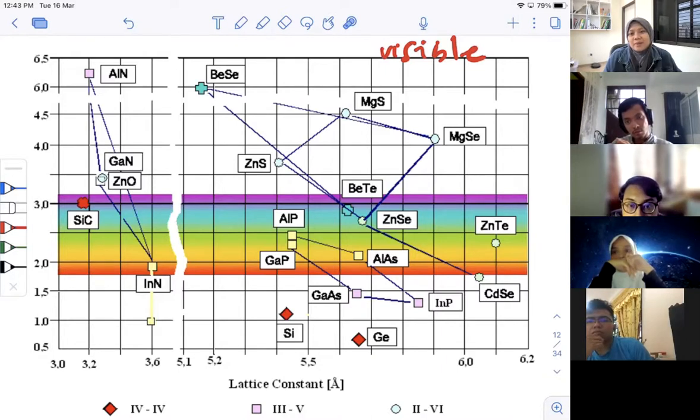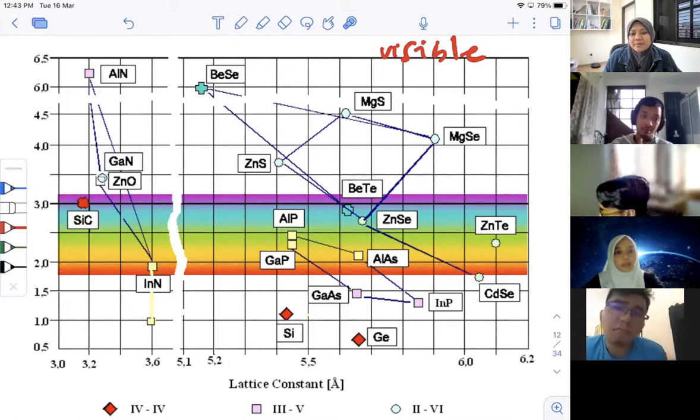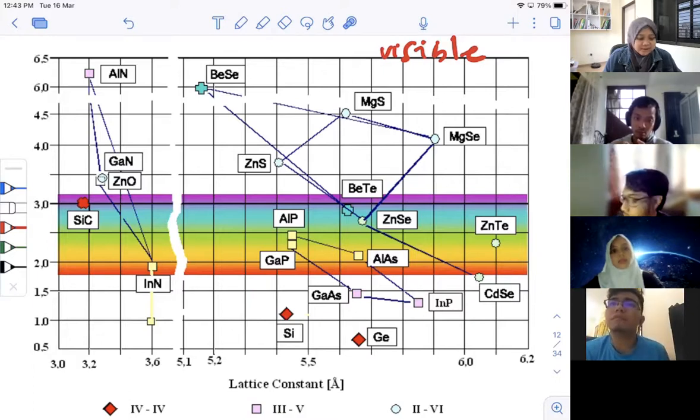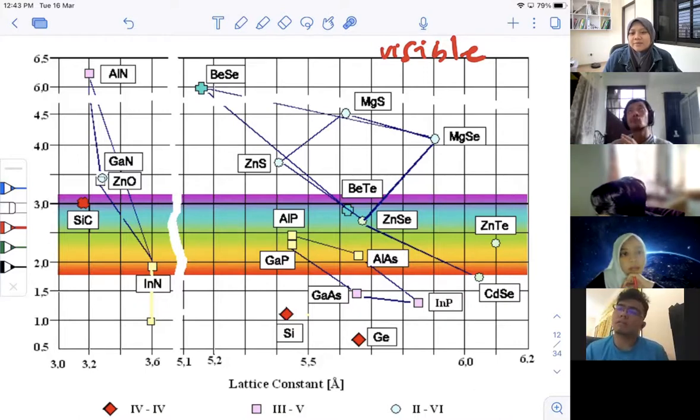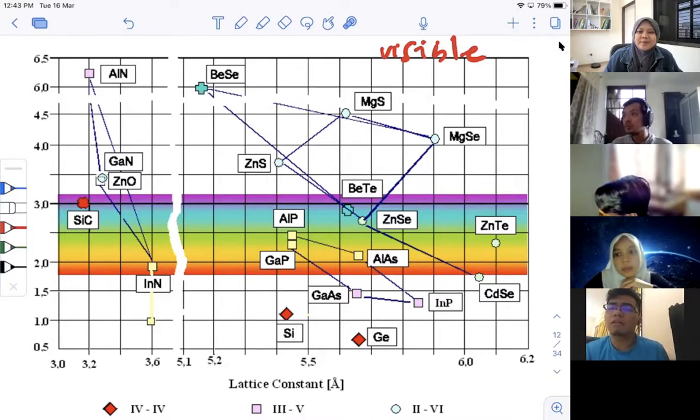Kalau makan 100%, saya bagi awak 50 to 60% dah. So try to get 100. Boleh Aiman? Tak boleh. Siapa nak tolong? Ini apa? Homo structure, hetero structure. Azam, tolong Aiman ni.